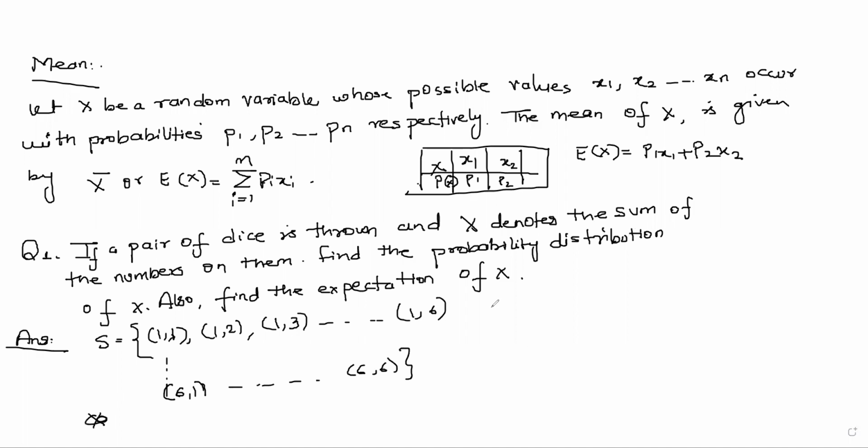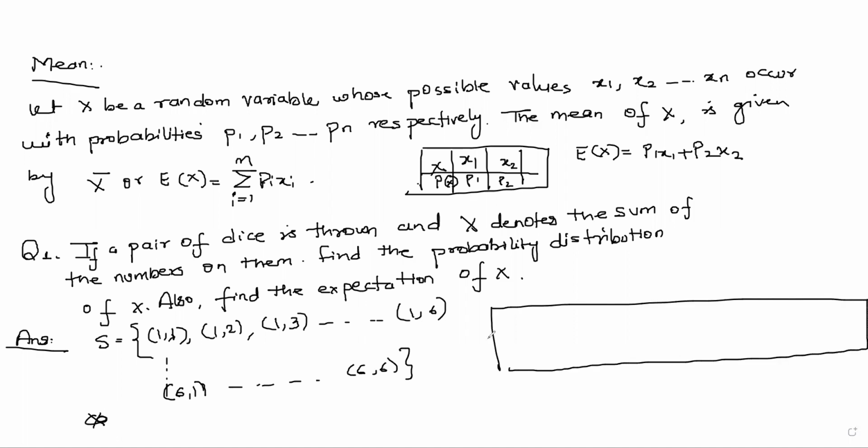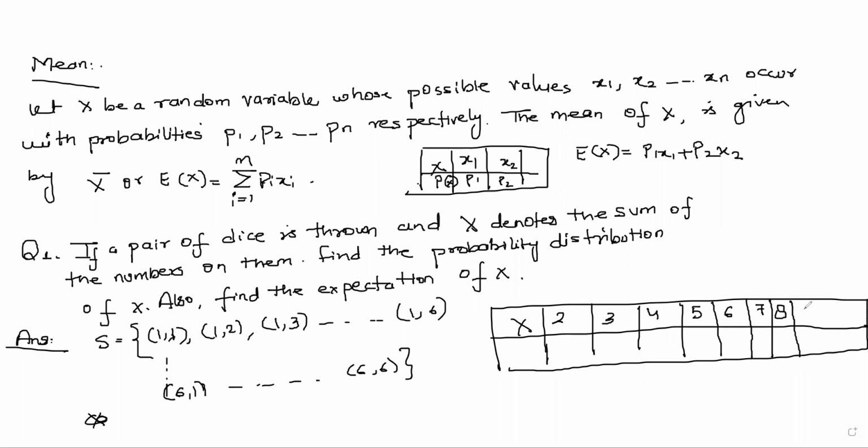Now what can be the sum of the numbers? 1 plus 1 is 2, 1 plus 2 is 3, then 4, 5, 6, and 6 plus 1 is 7. Similarly, 4 plus 4 is 8, 5 plus 4 is 9, 5 plus 5 is 10, 11, and the maximum can be 12. So this is X. Now you need to find its probability, Nabil.